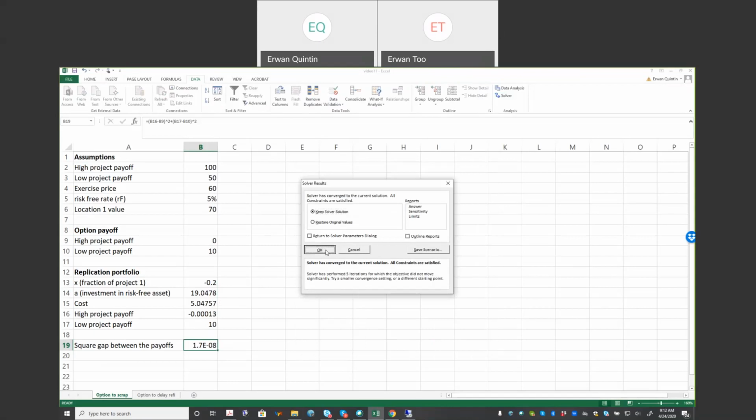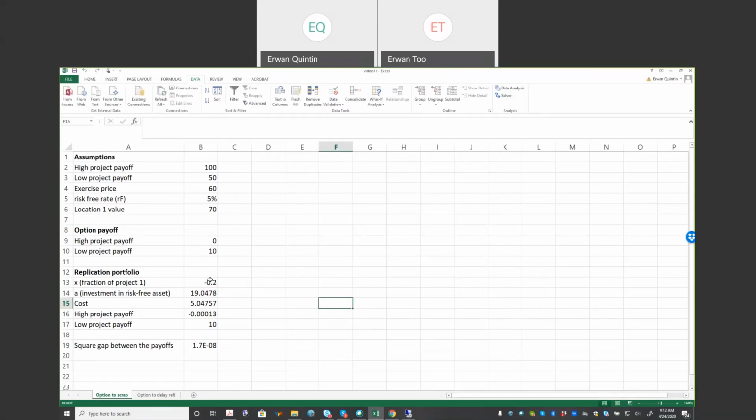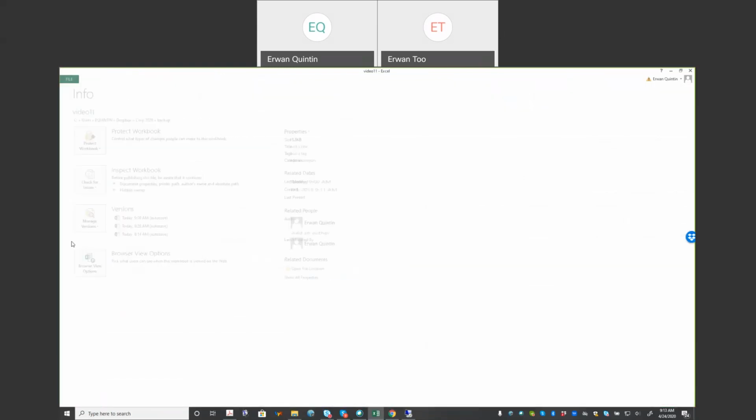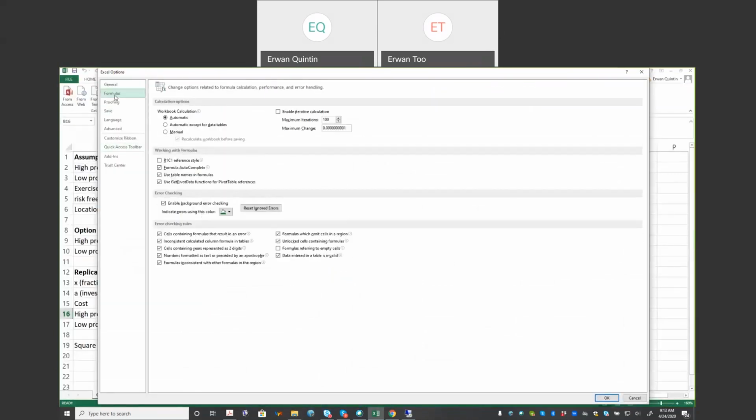I'm going to keep the solver solution, and you can see that the solver solution is exactly what we got when we were doing algebra. X is -1/5, A is 19.05, the cost of the option is 5.05 million. You can see that it's not quite equal to 0, but it's close enough. If I wanted to make it really equal to 0, I would just, in fact, why don't I go do this? Let me go to my options, to my formulas.